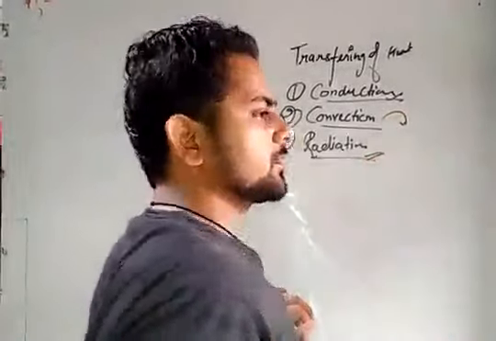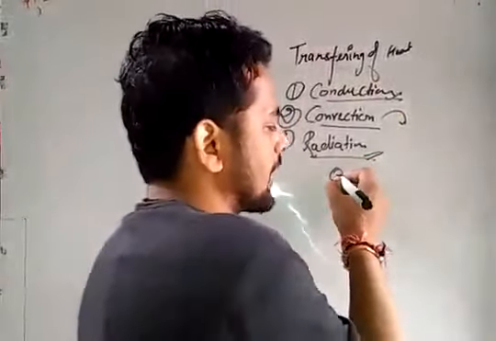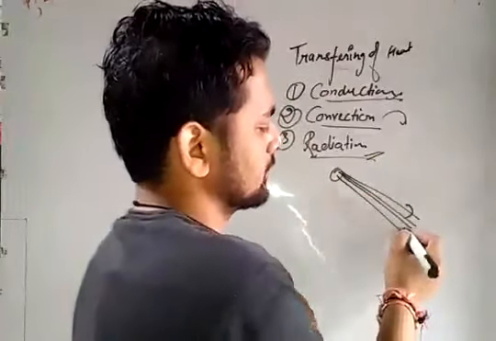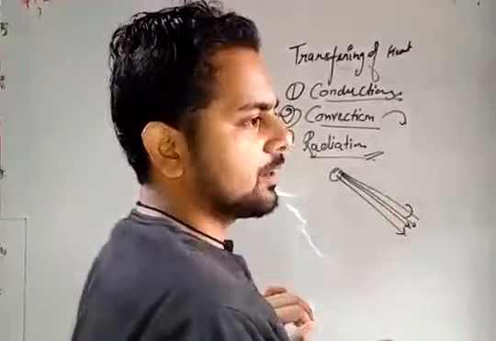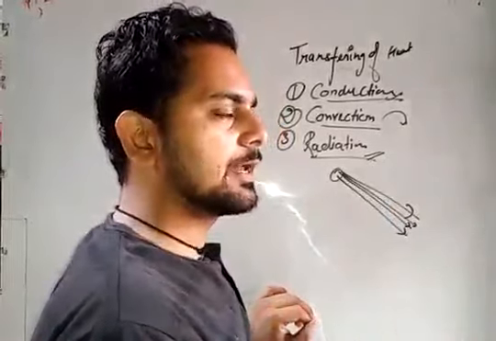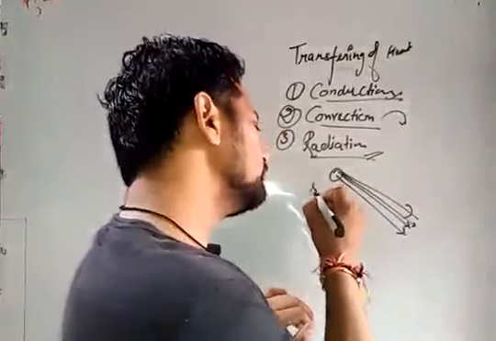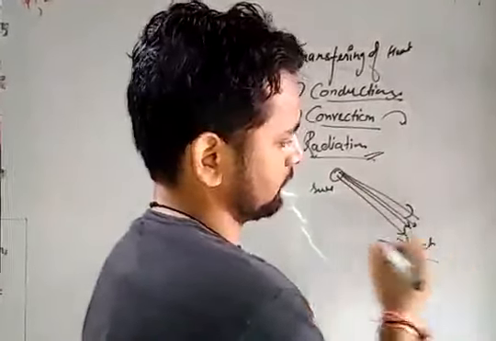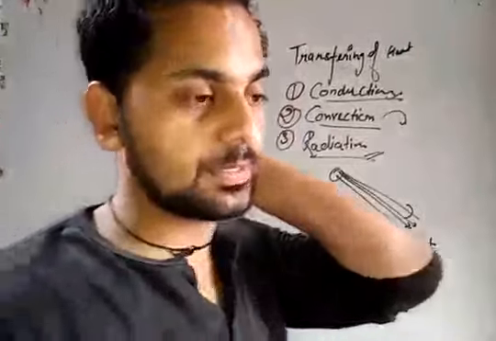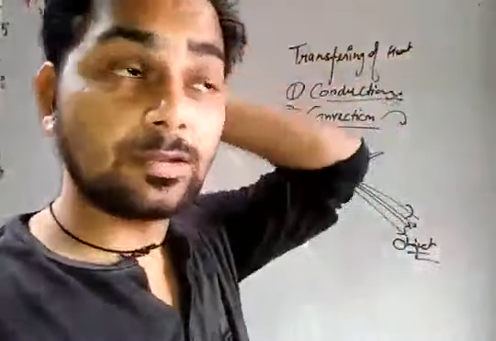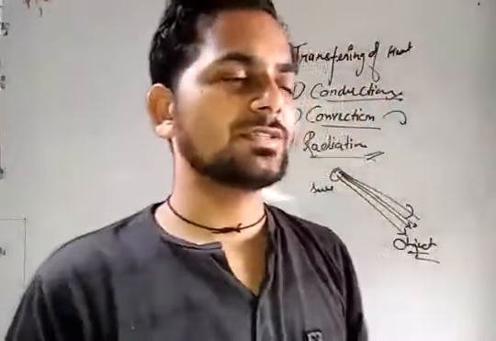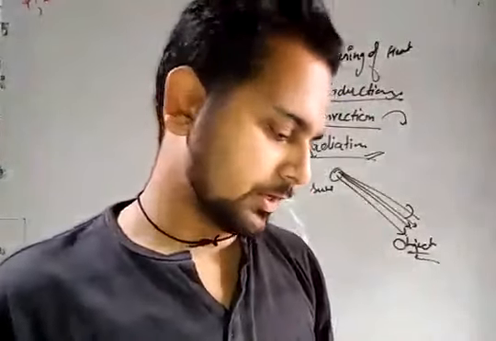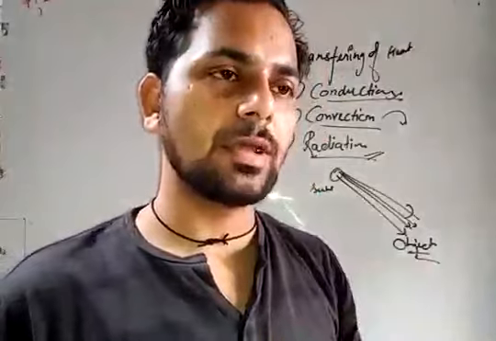Now next up is radiation, a process in which an object is directly heated. For example, getting the heat energy from the sun. So this is the process of radiation. You can read out the definition from the book, and also contact me if you have any doubt.